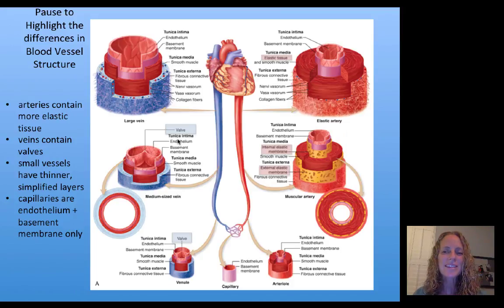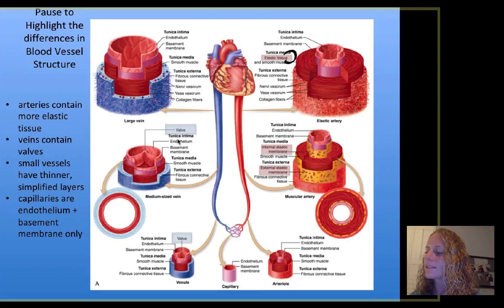Okay, can you see some differences? I've highlighted them for you here as well. So if you look at the arteries, you'll see that the large arteries contain elastic tissue. And then if you look at the veins, you'll see that the veins contain valves. Because veins are low pressure, they need those valves. We'll talk about those in a moment. I also want you to notice the thickness of the layers. It's much thicker in the arteries, particularly the tunica media, compared to the veins, which have very thin walls.